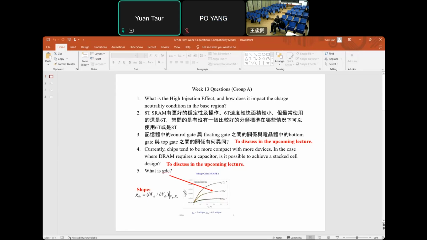I showed this chart, and this refers to GDC. Okay, GDC is the same as GDS. GDS is essentially the slope, the conductive slope of the ID-VD curves. Okay. We go back to question number 1.